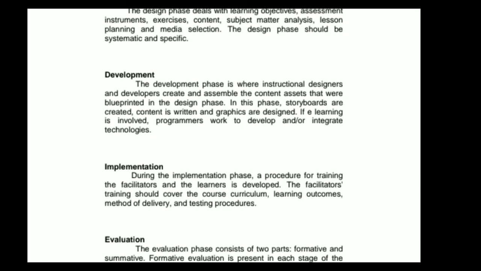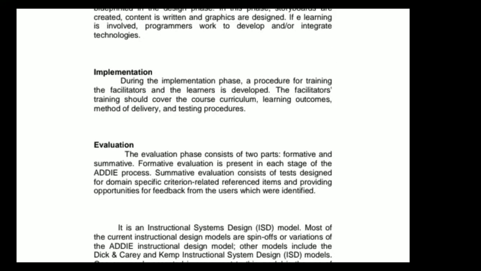Implementation. During the implementation phase, a procedure for training facilitators and learners is developed. The facilitator training should cover the course curriculum, learning outcomes, method of delivery, and testing procedures. The evaluation phase consists of two parts: formative and summative. Formative is present in each stage of the ADDIE process. Summative consists of test design, domain specific criterion related reference items, and providing opportunity for feedback from the users.